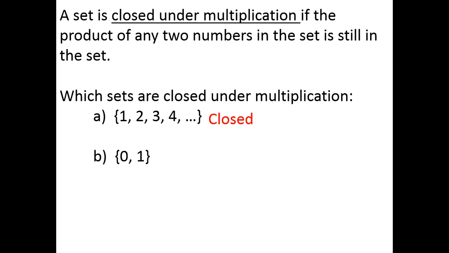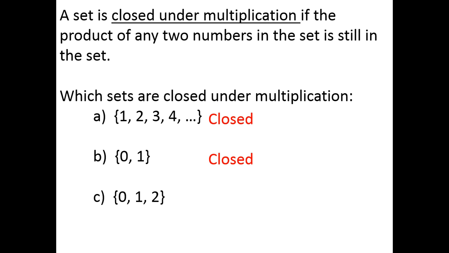How about this set? It just contains 0 and 1. Now if we multiply any number in the set times any other number in the set, and that includes multiplying a number times itself, do we always get a number that's still in the set? So let's see, if we multiply 0 times 0, that's 0 and that's still in the set. How about 0 times 1? That's still in the set. How about 1 times 1? Well, that's 1, that's still in this set. So this one would be closed under multiplication.